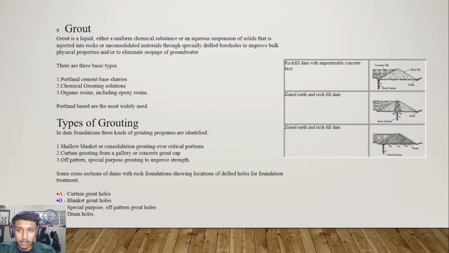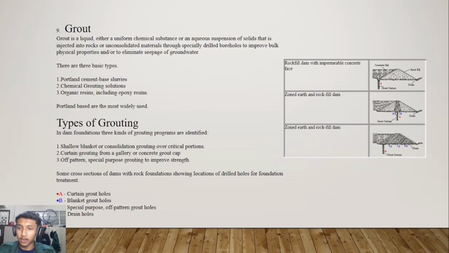Next is grout. Grout is a liquid, either a uniform chemical substance or an aqueous suspension of solids, that is injected into rock or unconsolidated material through specially drilled boreholes to improve bulk physical properties and/or to eliminate seepage of groundwater. There are three basic types of grout: number one is Portland cement-based slurry, second, chemical grouting solution, and third, organic resin including epoxy resin. Portland-based are the most widely used.